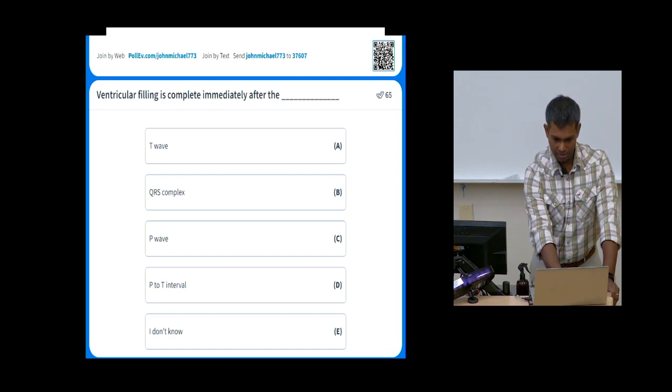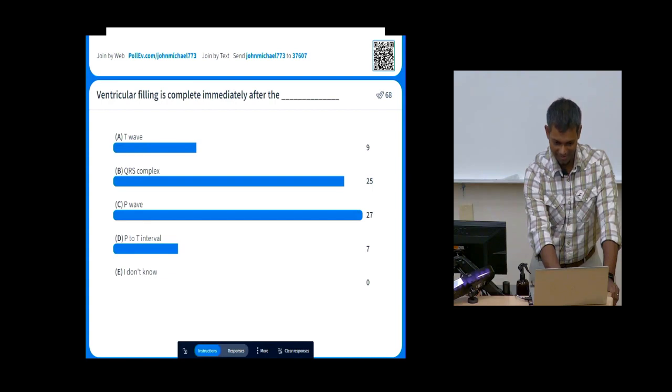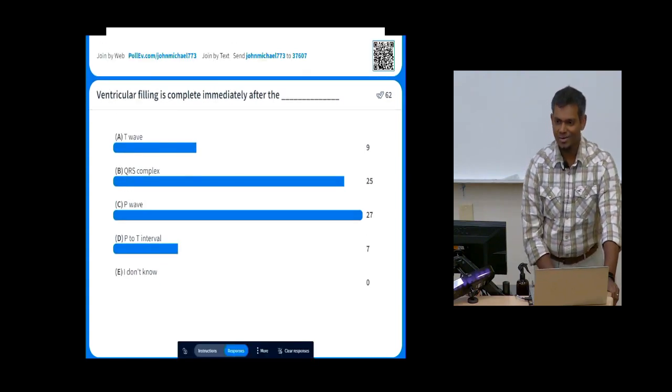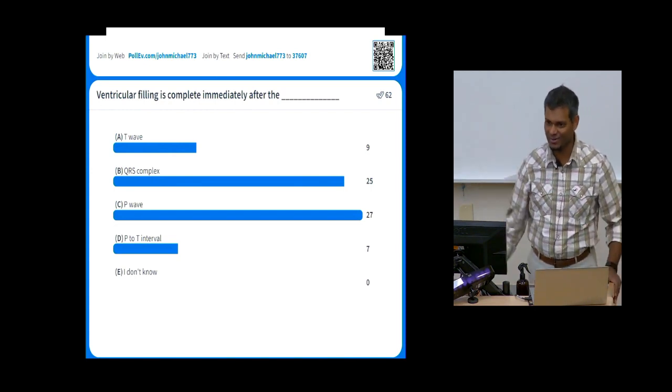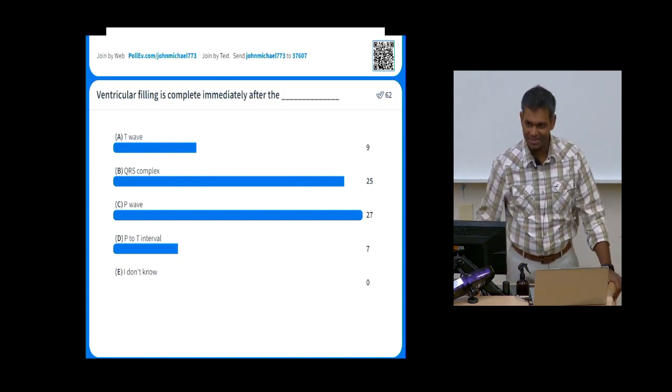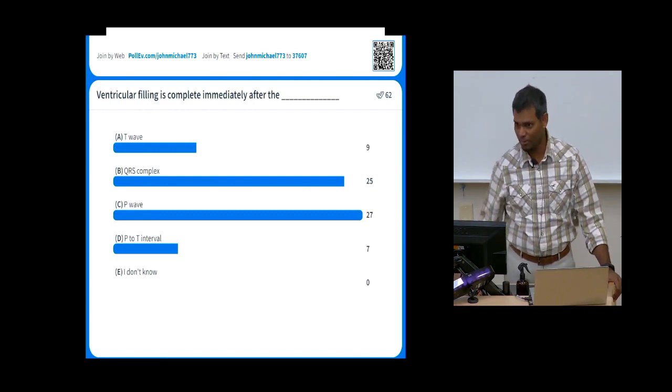We have over 60 responses. Okay, I know when the class is struggling with it, because when the answer count doesn't increase very quickly, you see people are thinking about it. Well, the correct answer is P wave.